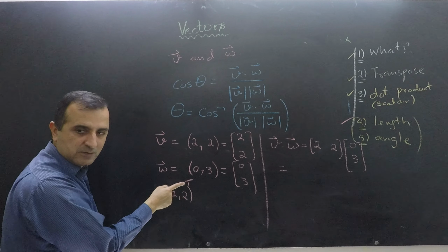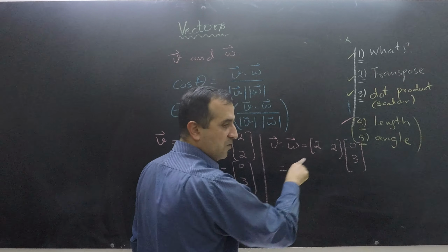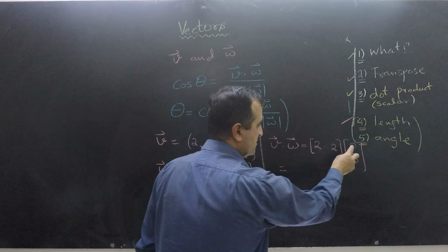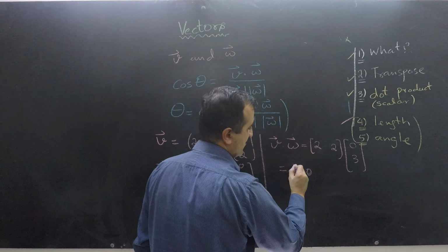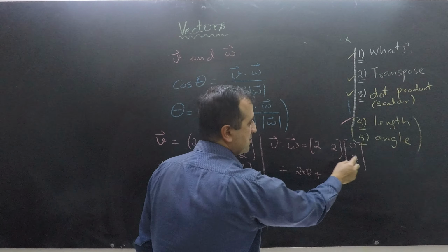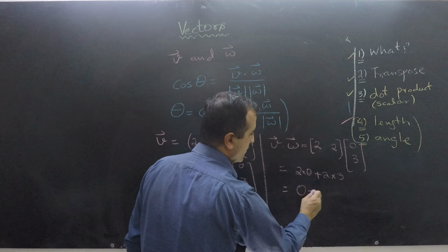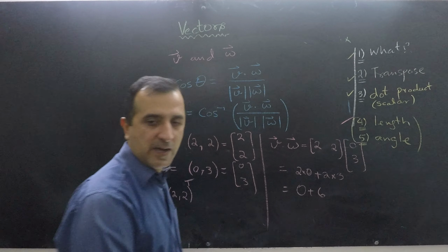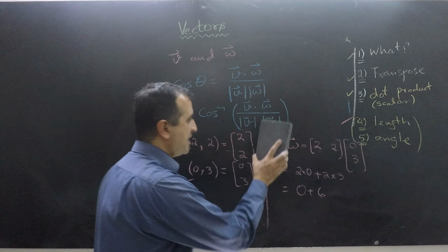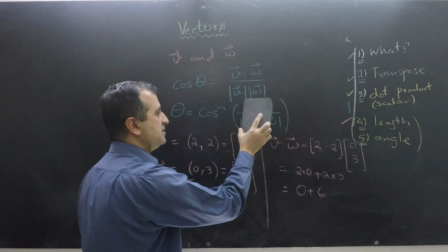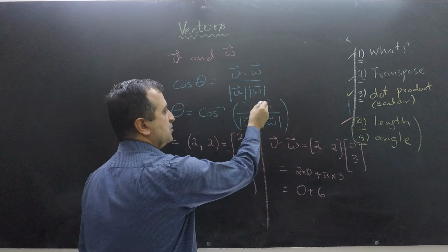And if you put transpose, then it means a row vector, right? This is a kind of a row vector. So now we have this thing, and 2 times 0 is going to be 0, plus 2 times 3 is going to be 6. So it's going to be 0 plus 6, and that's my answer of this thing. So I remove this thing, and I write here 6.